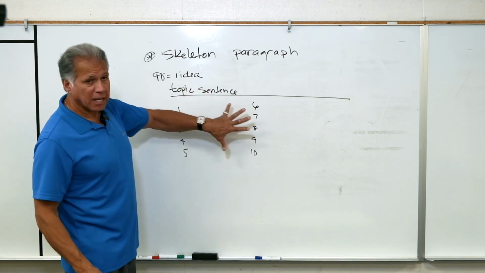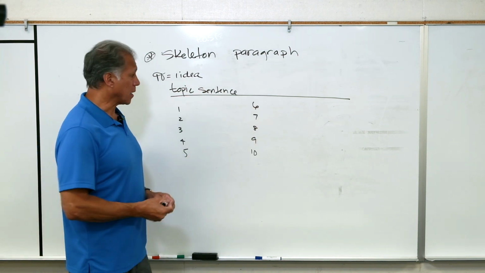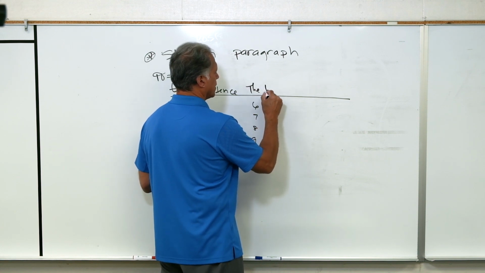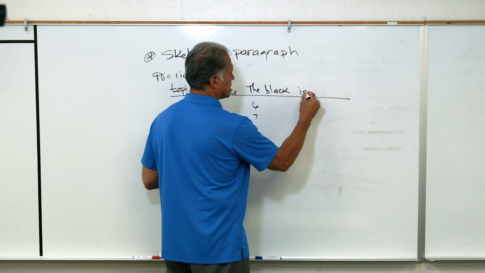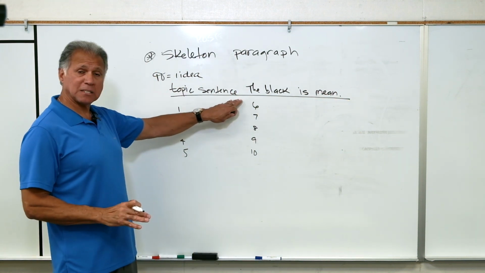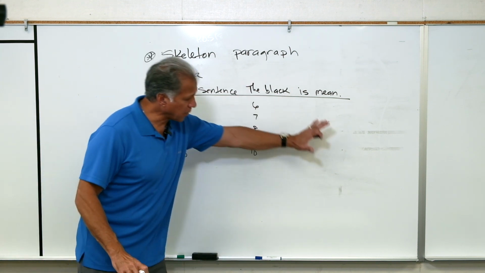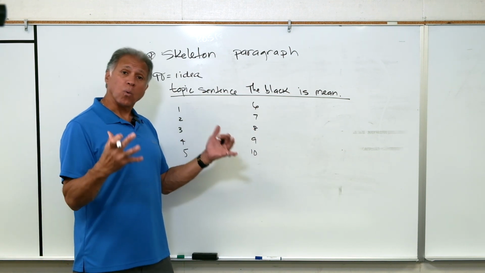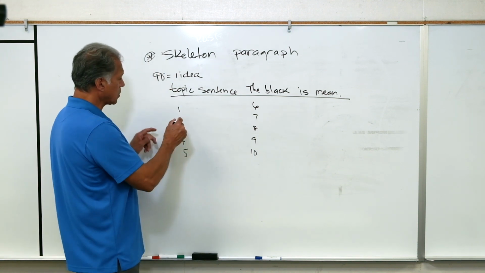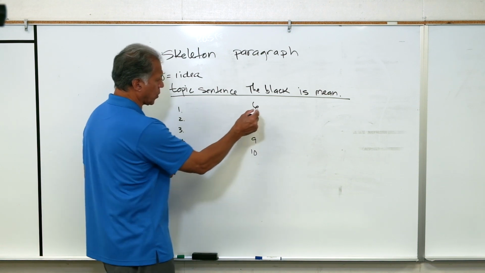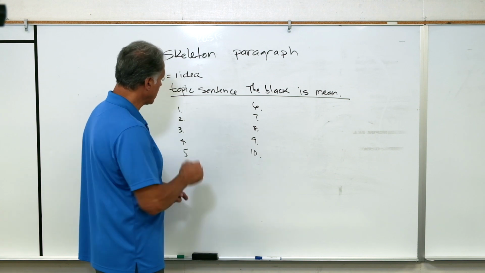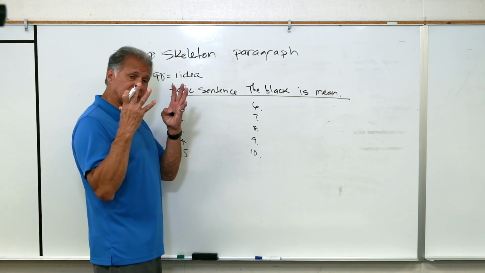So let's talk about the black dog. Let's say the topic sentence is, the black dog is mean. That's my topic sentence. That tells the reader this paragraph will be about supporting the fact that the black dog is mean. So I'm just going to write down some trigger thoughts or trigger words that I'll later turn into sentence structure. I'm going to write down ideas that prove he's mean.